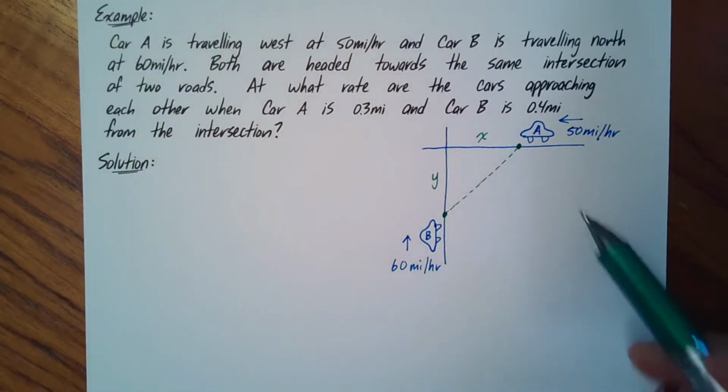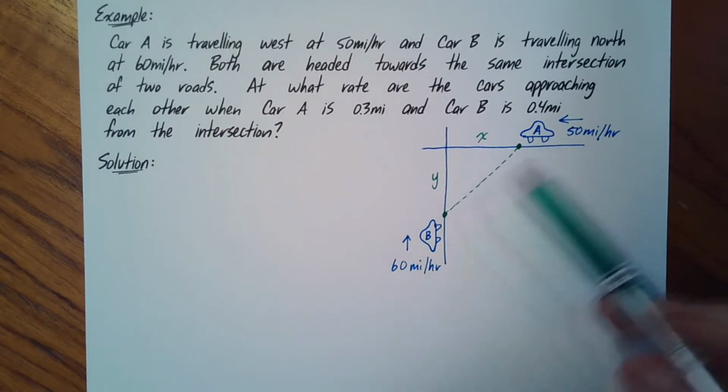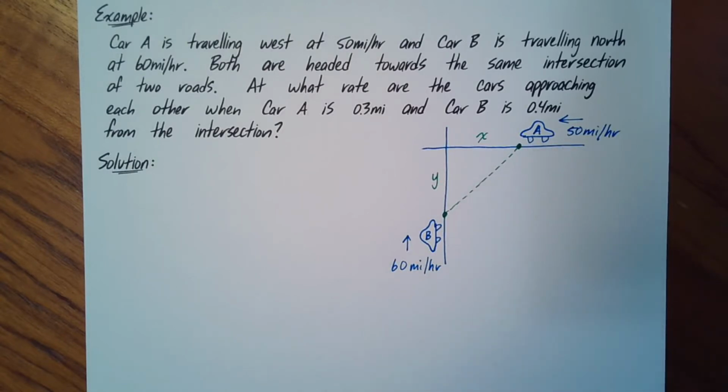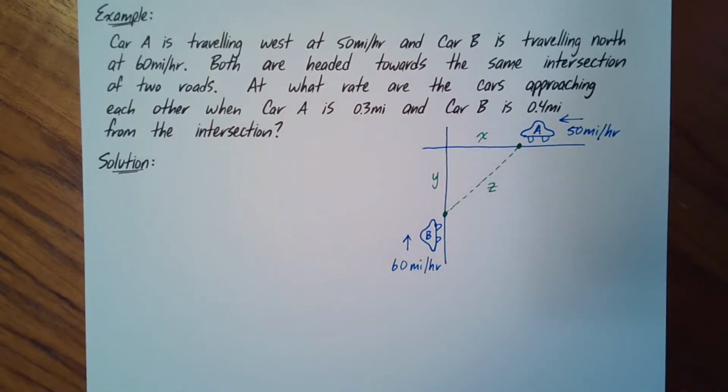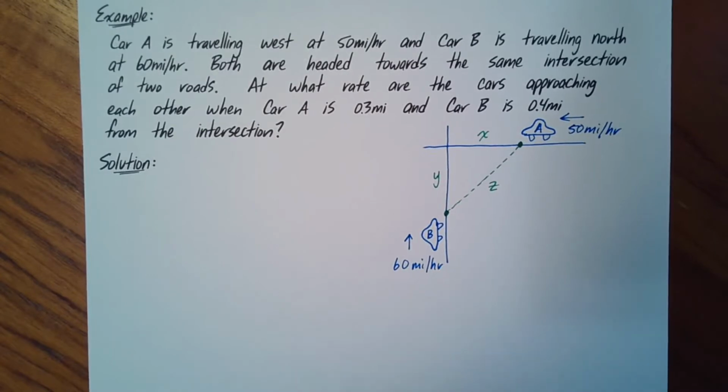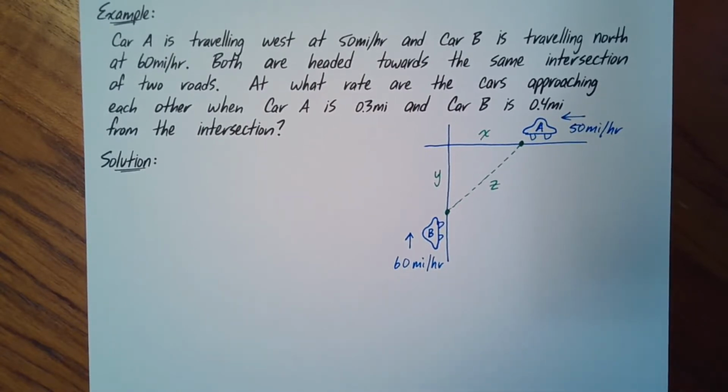And then we should also measure the distance between the two cars, since that's the quantity whose rate of change we're interested in. So let's give that a name. Call it Z, just to stick with the theme of what I've been doing. And that's going to be a good start. Those are probably going to be the variables that we want to use.